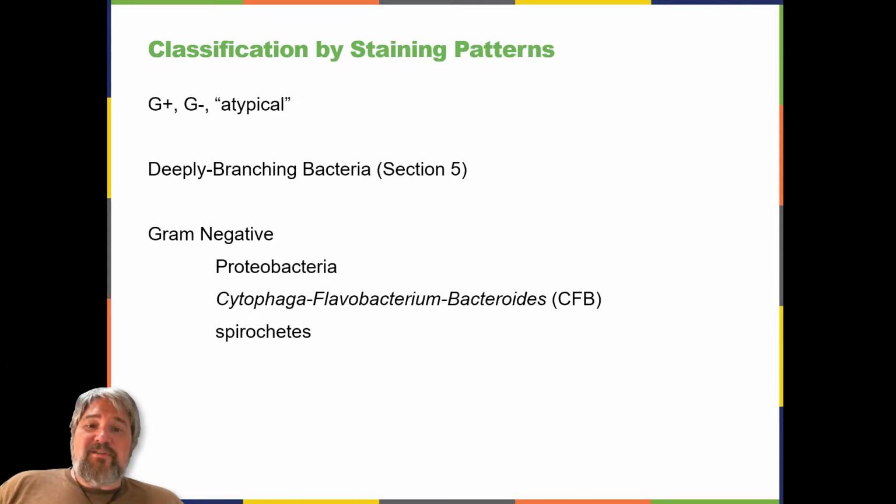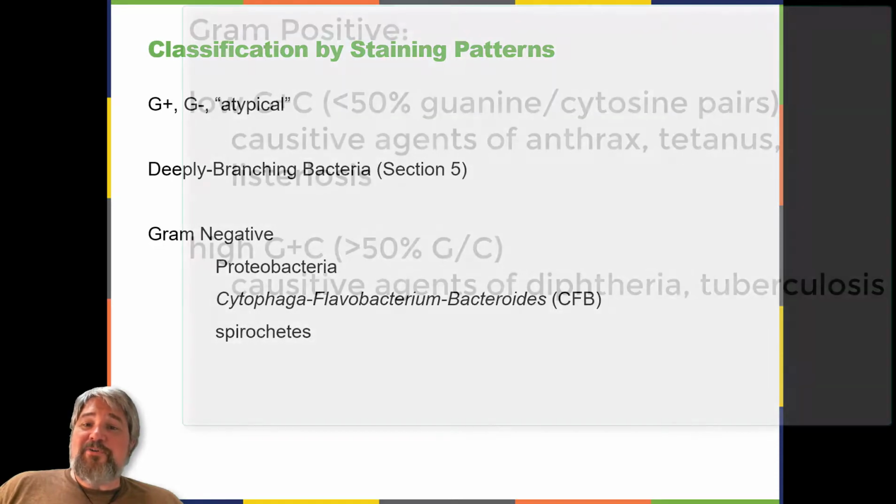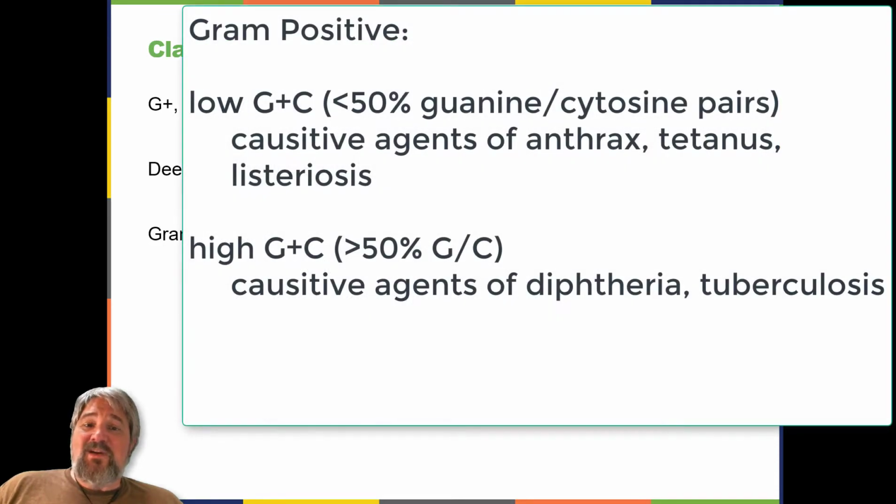Based on the prevalence of guanine and cytosine nucleotides, gram-positive bacteria are also classified into low GC and high GC gram-positive bacteria. The low GC gram-positive bacteria have less than 50% of guanine and cytosine nucleotides in their DNA. They include human pathogens such as those that cause anthrax, Bacillus anthracis, tetanus, Clostridium tetani, and listeriosis, Listeria monocytogenes.